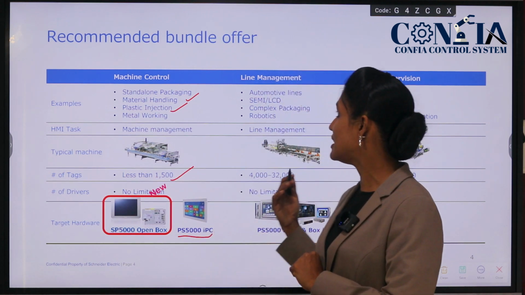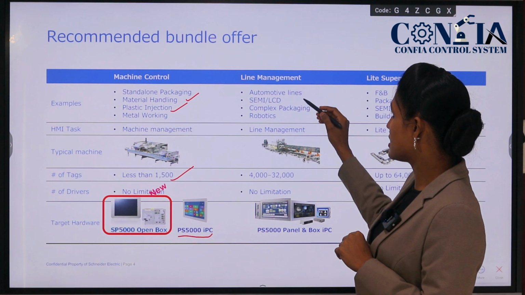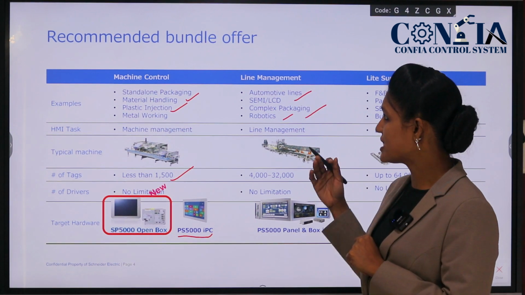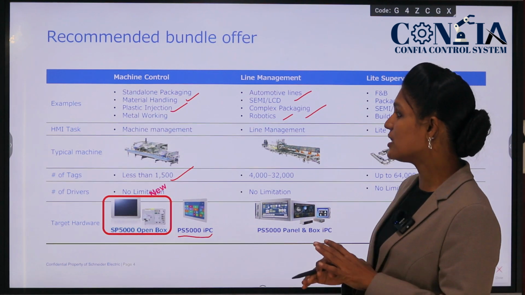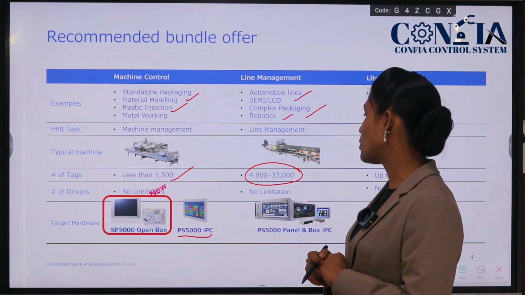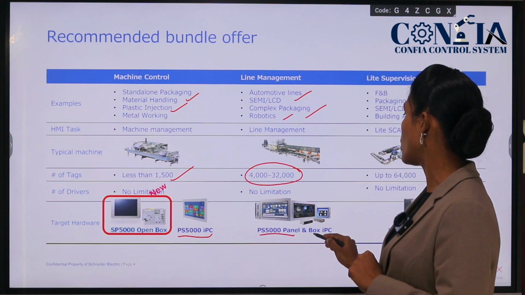The next one is line management. In case your application is a full line, for example automotive lines, complex packaging, robotics, etc., you can select this bundle offer. In this you have 4000 to 32,000 tag bits. Here you can use hardware like the PS5000 panel box or box IPC.